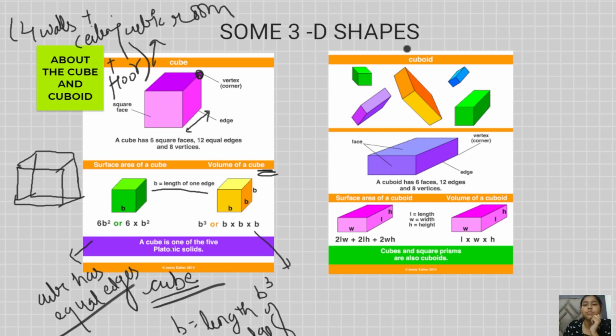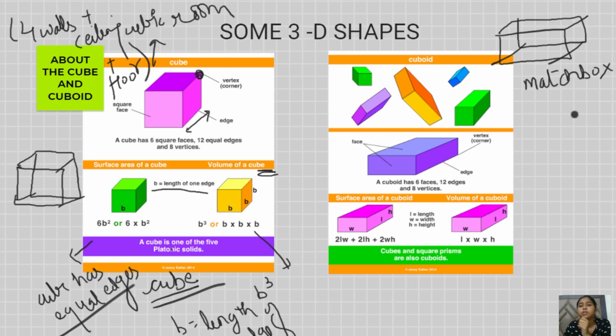Now let's move forward towards cuboid. This is a cuboid. You can just consider a matchbox, like when we overlap two rectangles like this, then it forms a cuboid. For example, a matchbox is a cuboid, right? In this case also, this is the face, these corners are vertices, this length is edge. It has 6 faces. Cuboid is also a kind of room, but all the faces are not square. In this case there are 12 edges and 8 vertices. They are both the same, but in the cube all the faces are equal to each other, and in the cuboid all the faces are not equal to each other, right?